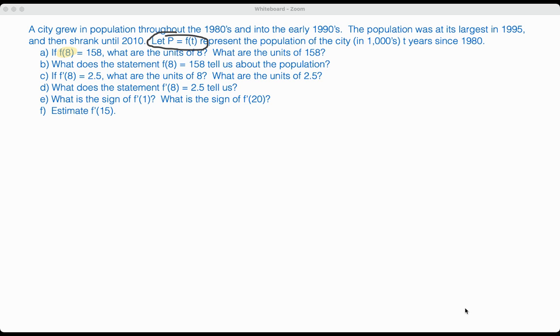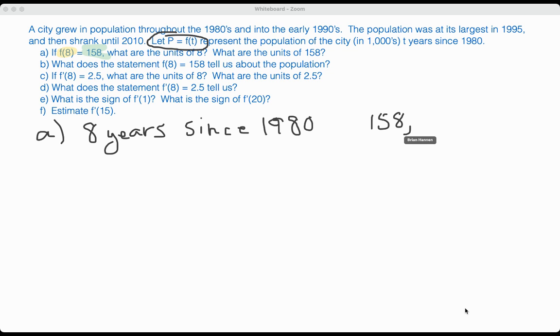So what are the units of 8? Well, technically the units of 8 are years, but you want to be even more specific. Years since 1980. And as a matter of fact, when we stop and think that f of t equals some kind of number here, it represents a population. That means that 158 is actually representing the population. So basically, 8 years after 1980, there were 158,000 people.